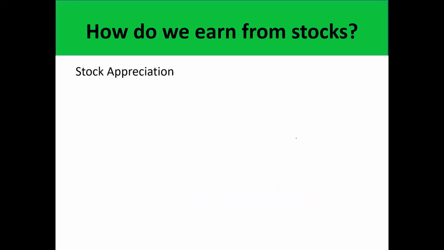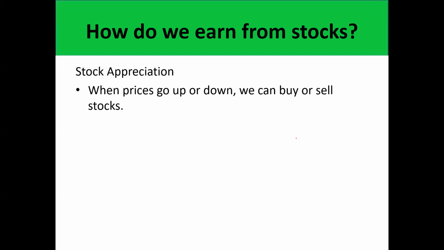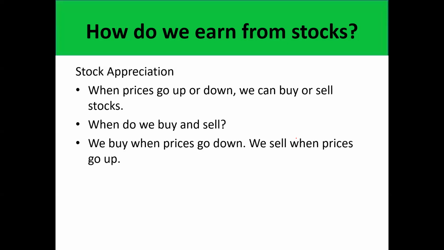Now, how do we earn from stocks? We earn from stock appreciation. This means that when prices go up or go down, and you sell shares of stocks to other people, that's one option for you to earn from stocks. When prices go up or down, we can buy or sell stocks. And when do we buy and sell? We buy whenever the prices go down, and we sell when the prices go up. Once the prices go up, you're going to earn some money because you bought it at a much lesser price.